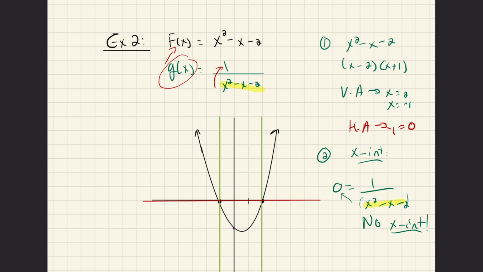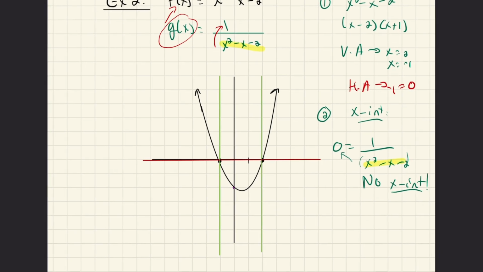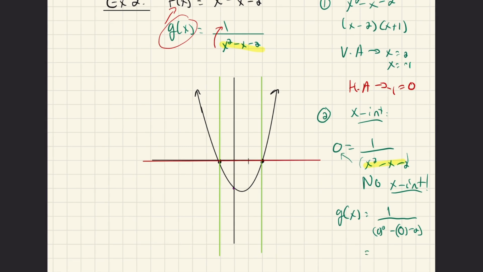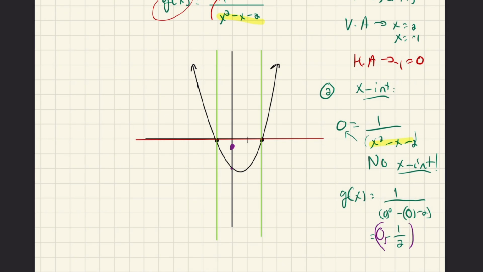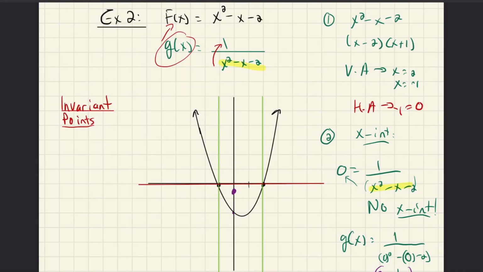Now let's do the same thing for the y. And for the y, we're going to set the x to 0. So we're going to go g at x is equal to 1 over 0 squared minus 0 minus 2. And that's just going to give us a value of negative 1 over negative 2, which is the same thing as saying negative 1 over 2. And so what I did here was I plotted that y-intercept at 0 and negative 1 over 2.